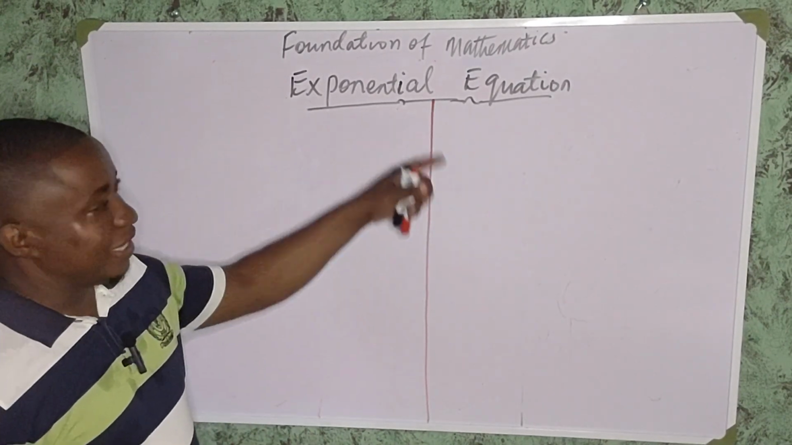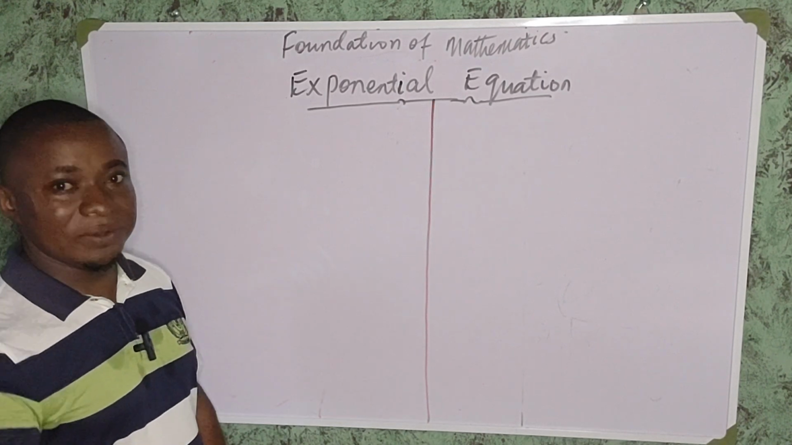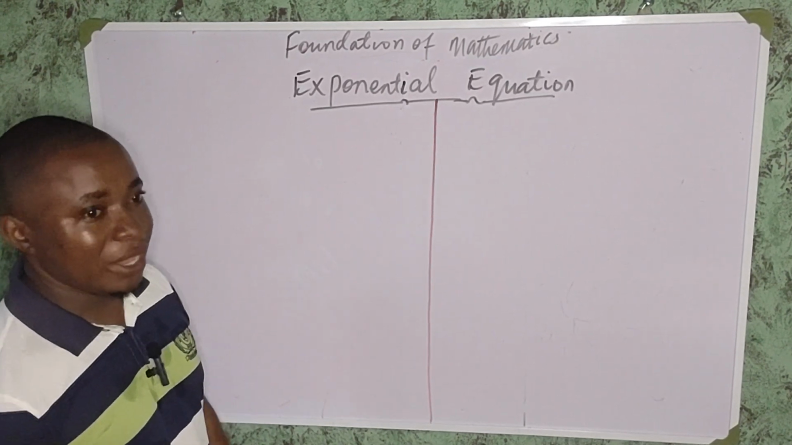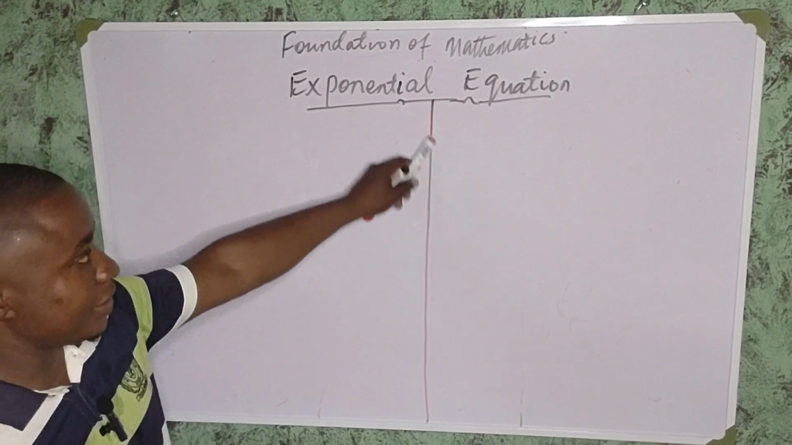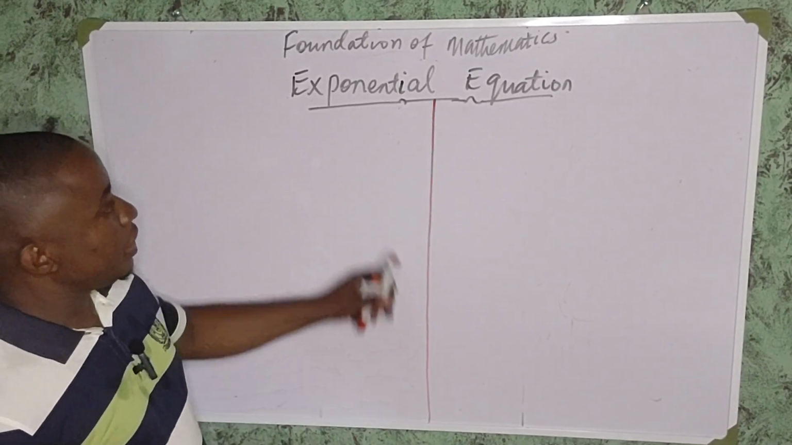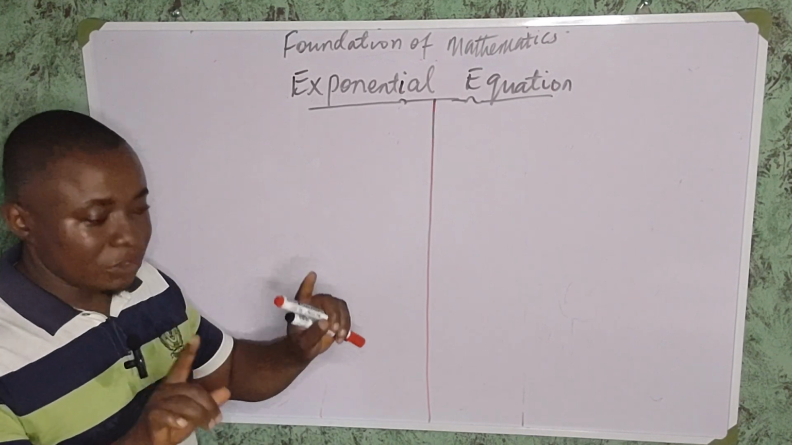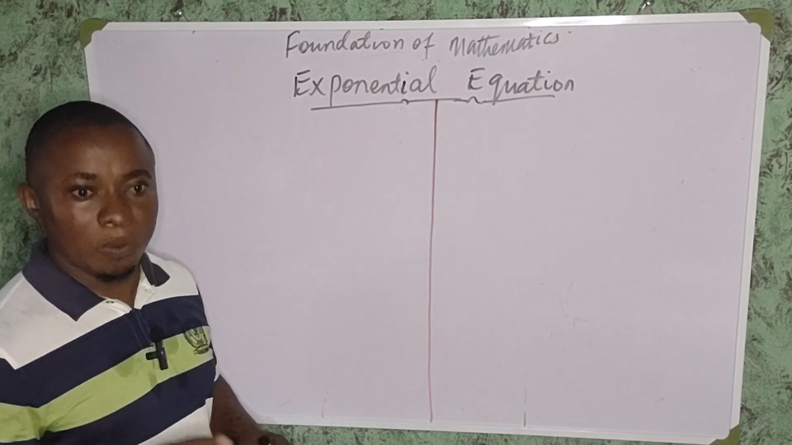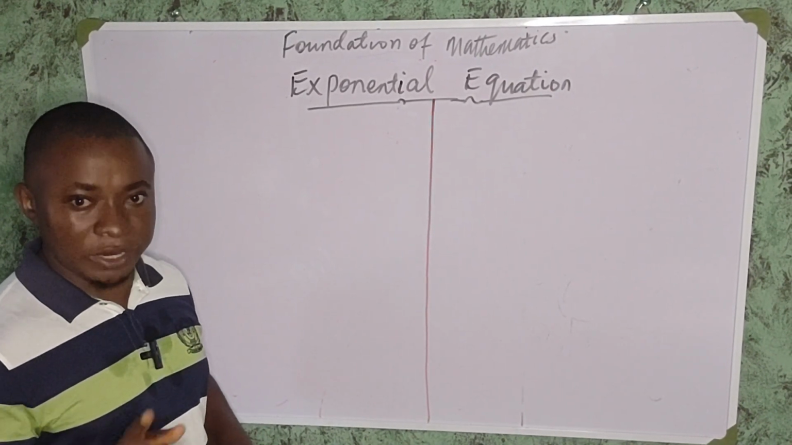Today we are going to look at exponential equation. It's still a continuity of our indices. If you know indices, of course, exponential equation is almost solved. Now, there are few things that we need to put into consideration while solving exponential equation.